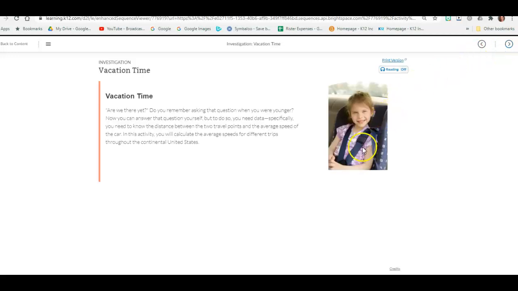This lesson has quite a few parts, so we want to make sure we're going pretty quickly to get through all these. So vacation time, are we there yet? Do you remember asking that question when you were younger? Now you can answer that question yourself, but to do so, you need data. Specifically, you need to know the distance between two travel points and the average speed of the car. In this activity, you will calculate the average speeds for the different trips throughout the continental United States.